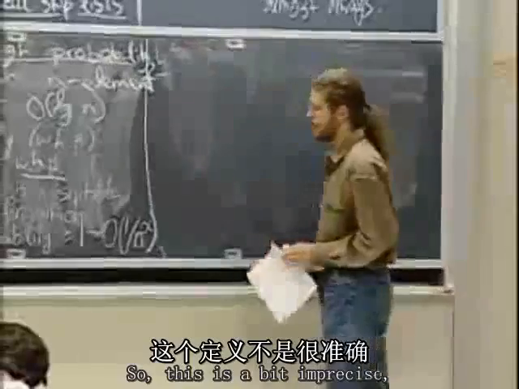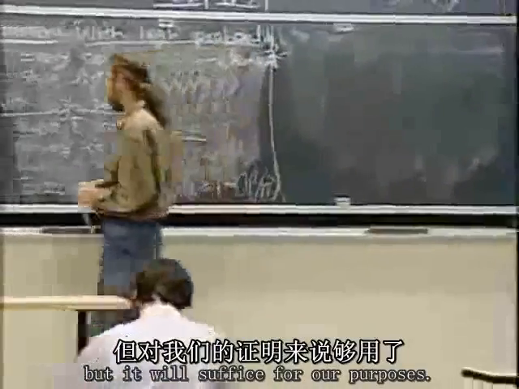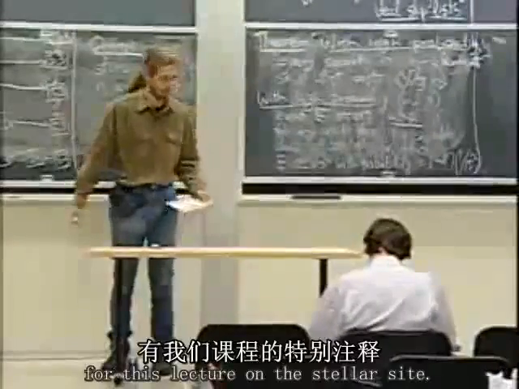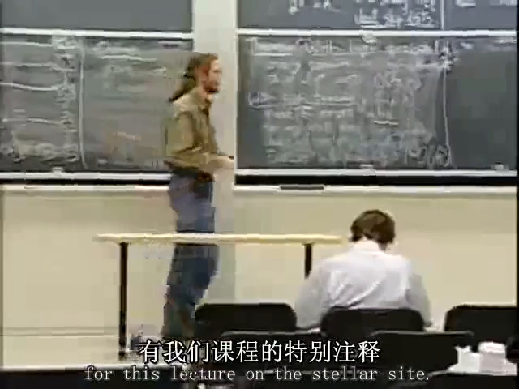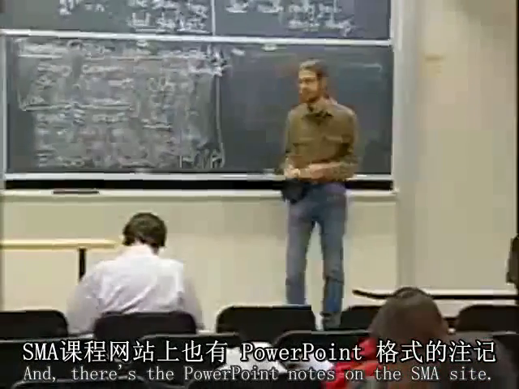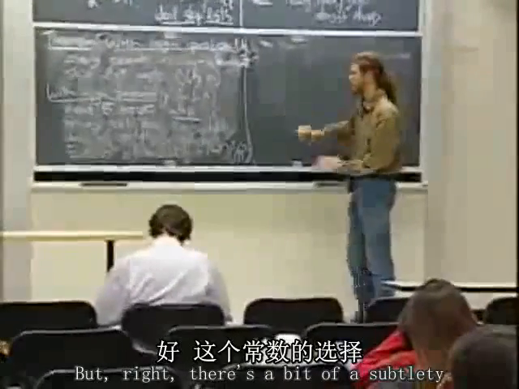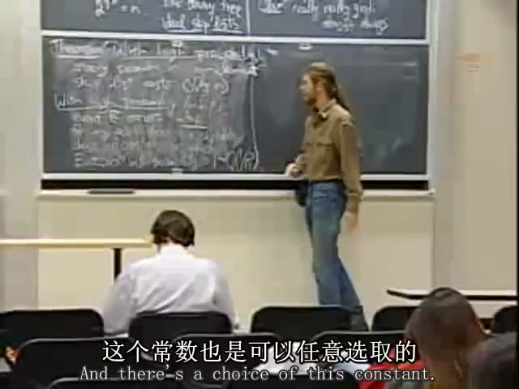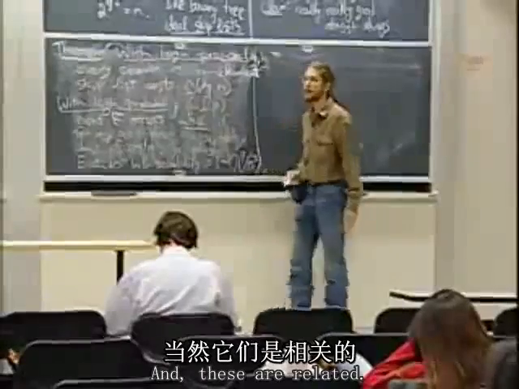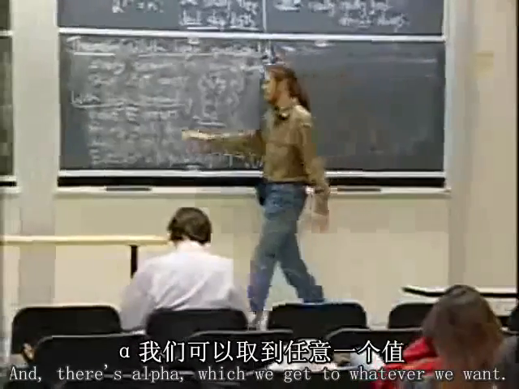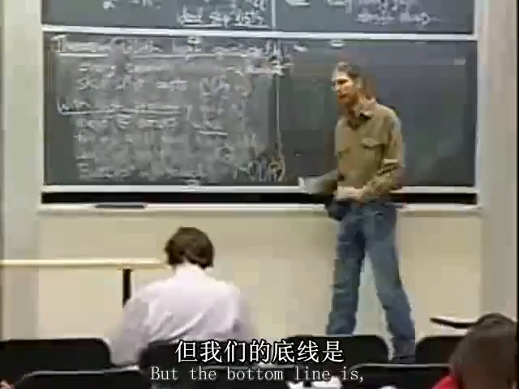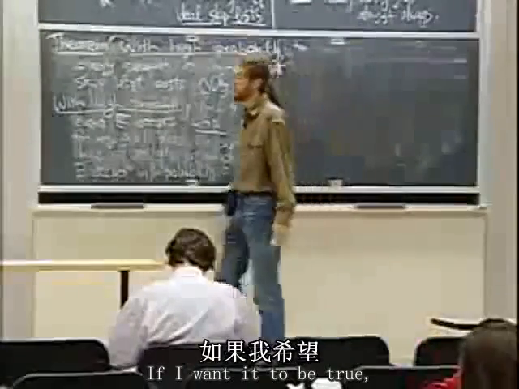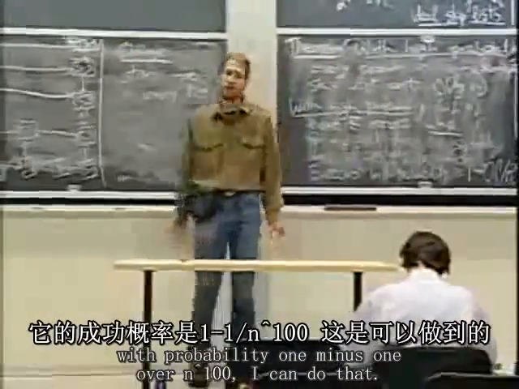This is a bit imprecise, but it will suffice for our purposes. If you want the really formal definition, you can read the lecture notes. There are special lecture notes for this lecture on the Stellar site, and there's the PowerPoint notes on the SMA site. But this is right. There's a bit of a subtlety in the choice of constants here. There's the choice of this constant, and there's the choice of this constant. And these are related. And there's alpha, which we get to set to whatever we want. But the bottom line is, we get to choose what probability we want this to be true. If I want it to be true with probability 1 minus 1 over n to the 100, I can do that.